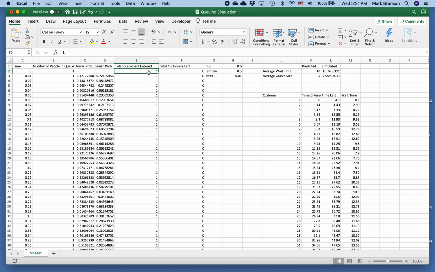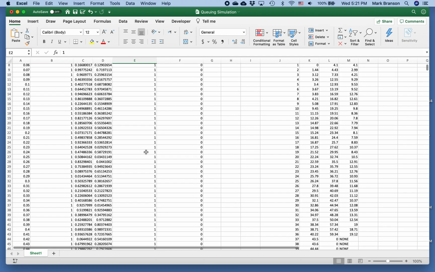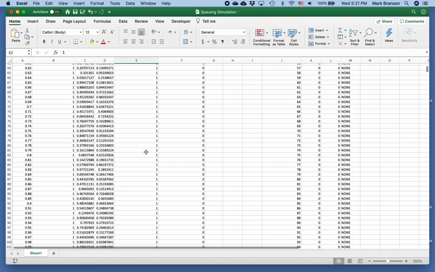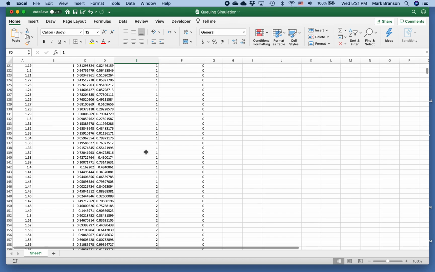The next two columns here keep track of the total number of customers that have entered. So you can see when we start off, one person has entered. That person is in line for 4.1 minutes, according to my details. You can see for a long time, there's just one person in line.